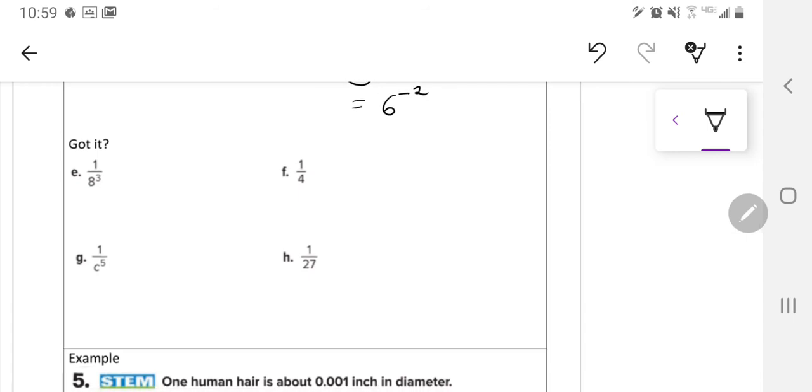Now we have to follow those same rules down here. Pause, see if you can do it. All right, we're back. So we take the reciprocal, so it's just going to be 8, and we change the exponent of 3 to its opposite.